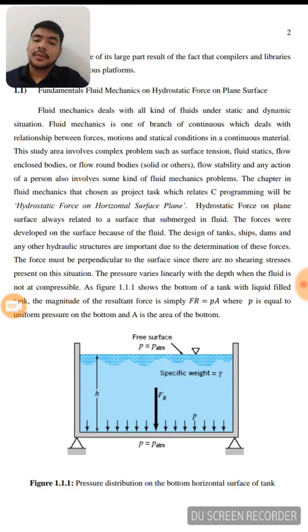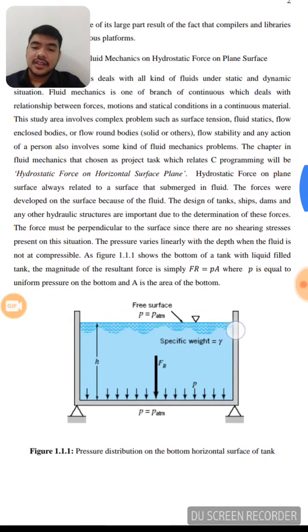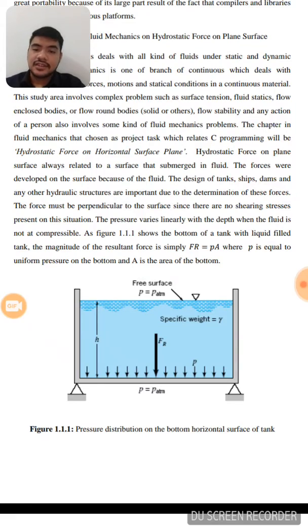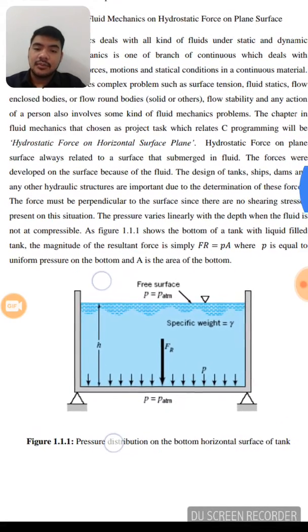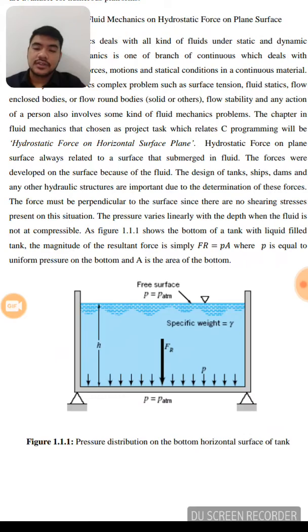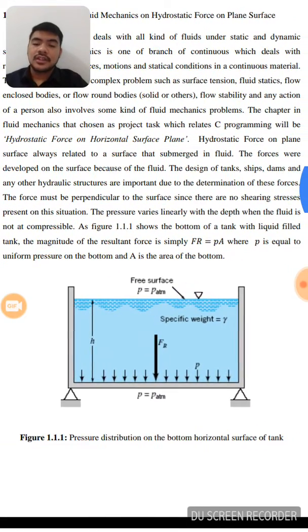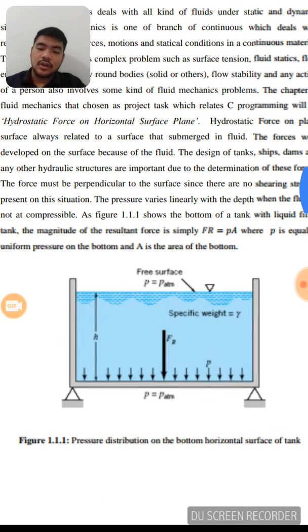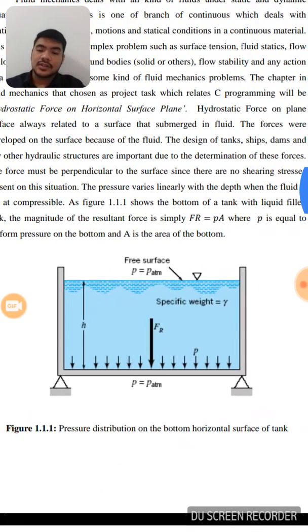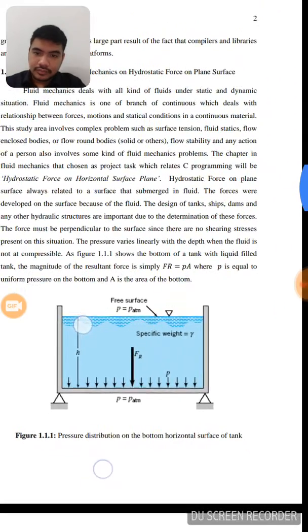The force must be perpendicular to the surface since there is no shearing stress present in these situations. As you can see, the pressure varies linearly with depth when the fluid is incompressible. So the formula being used is hydrostatic force equals pressure times area. So the pressure is distributed linearly on the bottom surface of the tank.